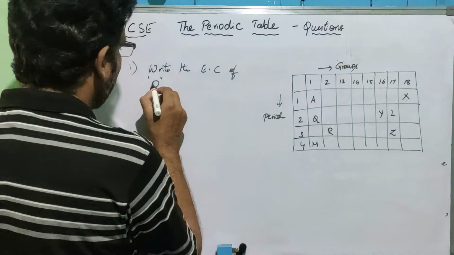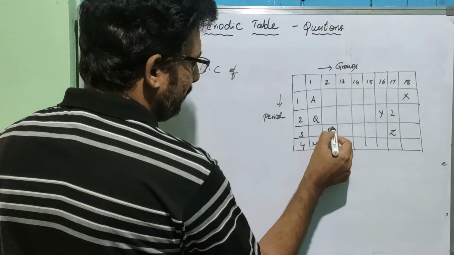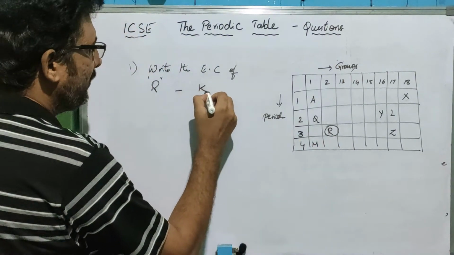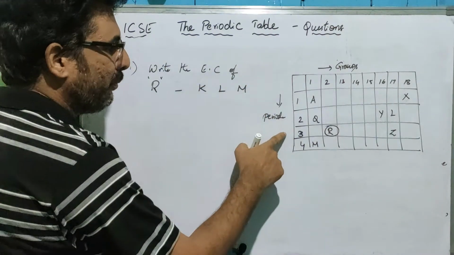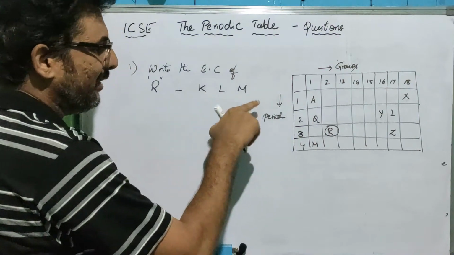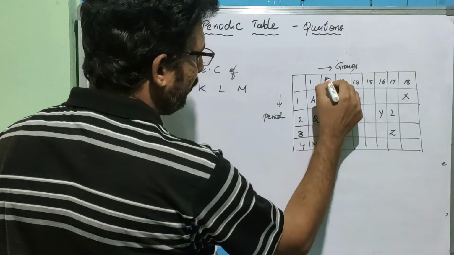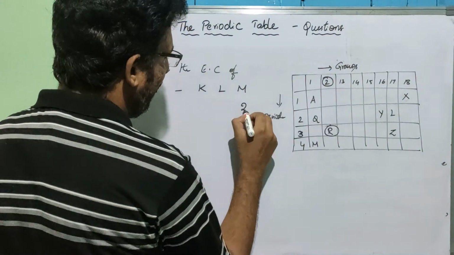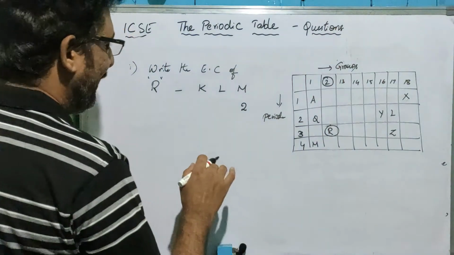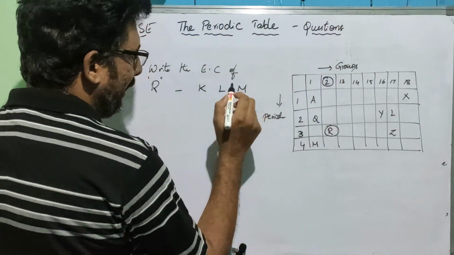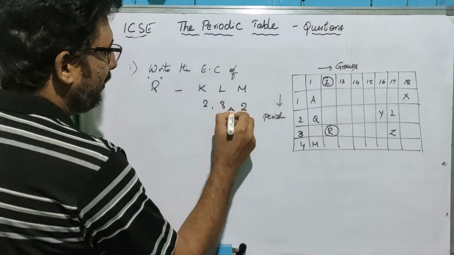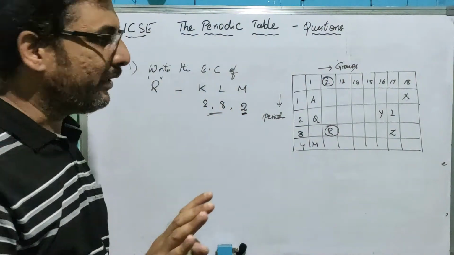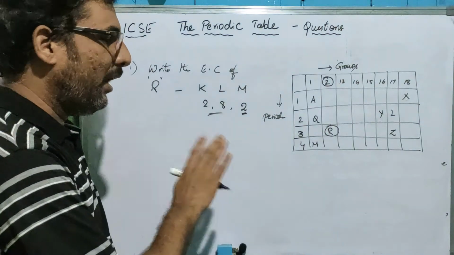So how do we write the electronic configuration of R? Look at the position of R. R is present in the third period, which means R will have 3 shells, K, L, M. It belongs to group 2. What does it indicate? The element which is present in group 2 will definitely have 2 valence electrons, right? So 2 electrons will be in the M shell, that means K and L are completely filled with electrons. So its electronic configuration will be 2, 8, 2. Like this we'll write the electronic configuration of R.